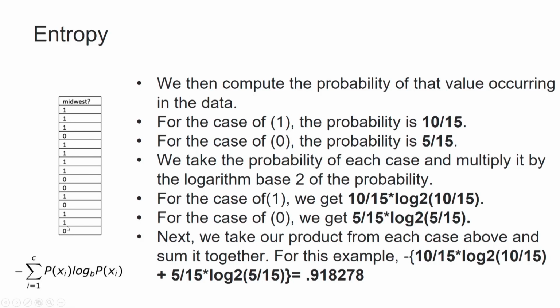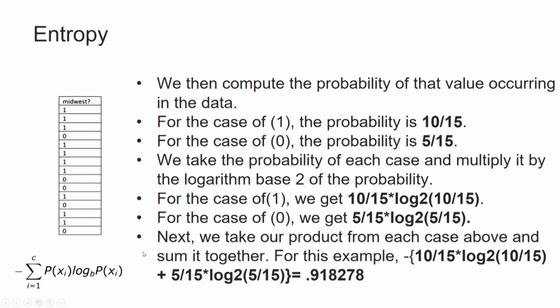There are total 15 instances. Out of these 15 instances, 10 are 1. So, the probability of 1 is 10 by 15. For probability of 0, there are only 5 instances corresponding to 0. So, the probability of 0 is 5 upon 15.